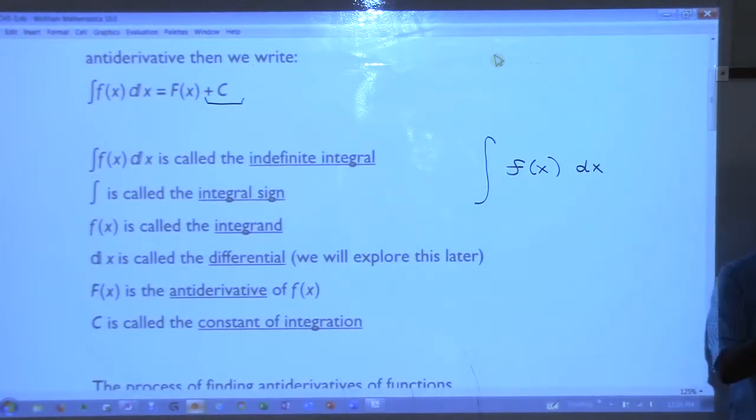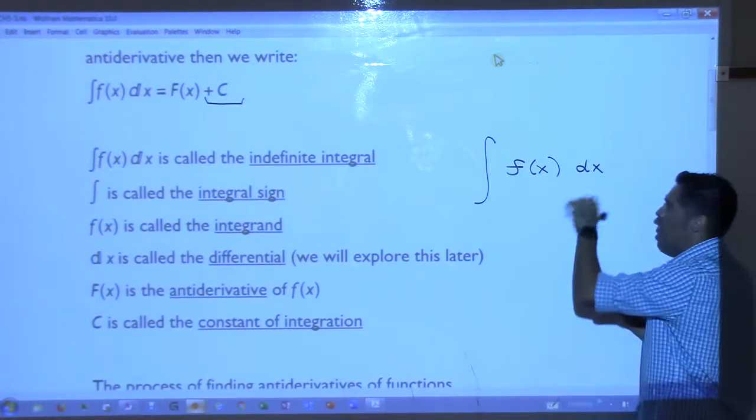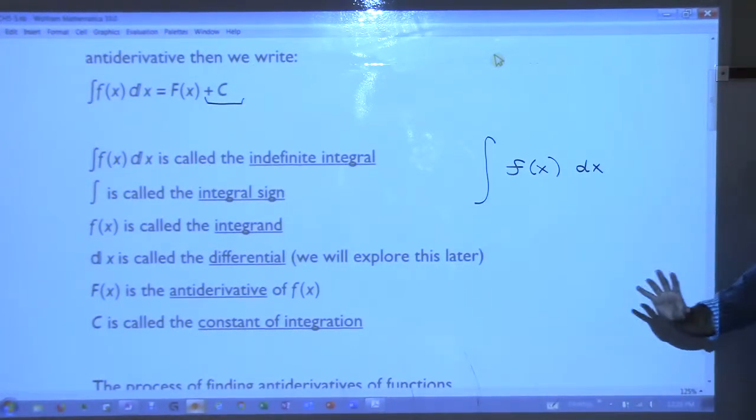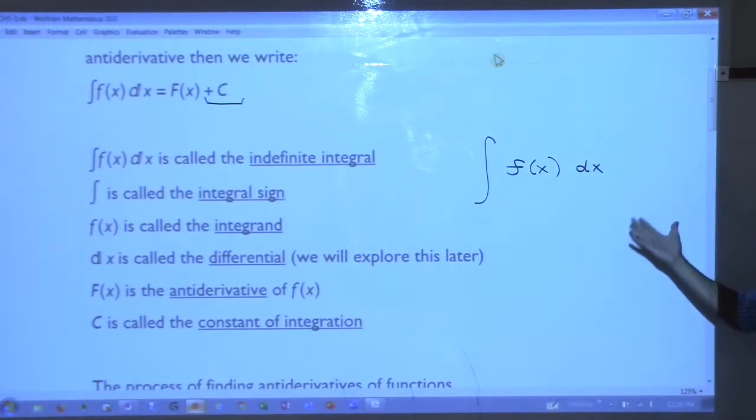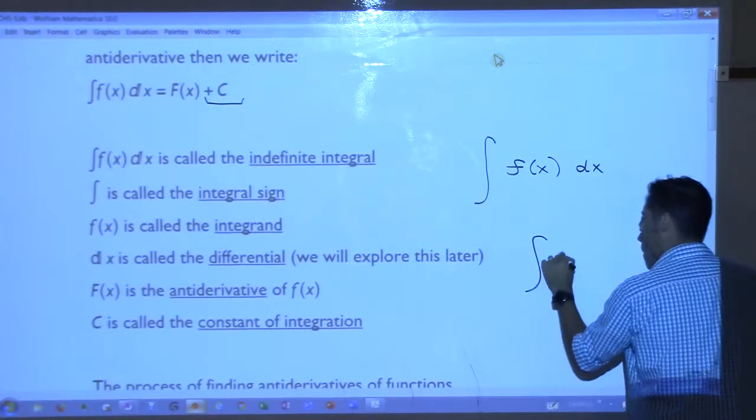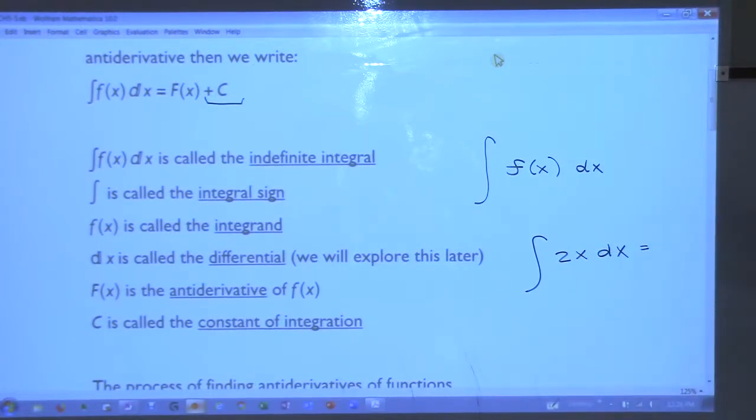All right, so all of this is just notation. And for those of you who've done Riemann sums, I will explain why we use this symbol and what all these things mean later. For now, this is a short way of me telling you to find the antiderivative. All right? So as an example, what's the answer to that? x squared plus c. Right?